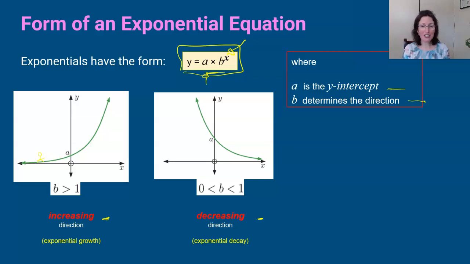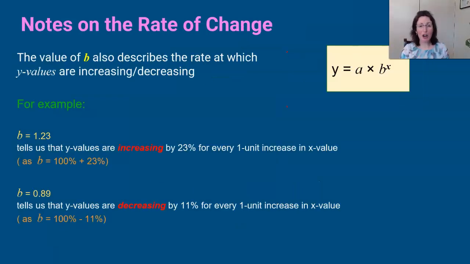If the b number is greater than 1, so it could be 1.1, 1.2, or it could be 20, 30, 100, you can instantly know that the graph is one of these uphill functions. If the b value is between 0 and 1, so it might be 0.1, 0.2, or it might be things like a half or 2 on 5, it's going to be decreasing, so it's a downhill function. That b value also helps us to determine the rate at which the y values are increasing. So this comes in really handy when we do problem solving questions.